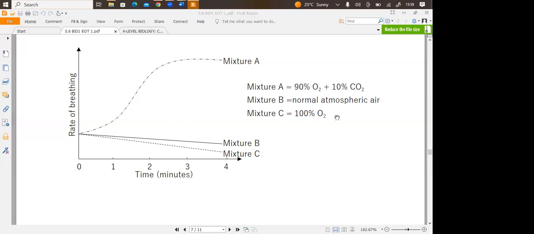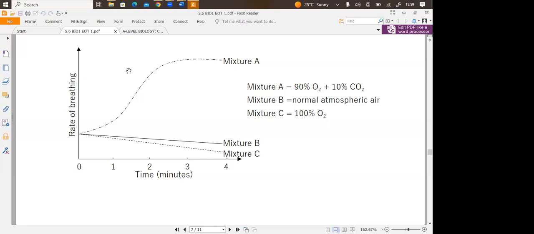Yes, Chilama? It increases the rate of breathing. That is wonderful. Samuel? Maria? Maria, come up again. An increase in carbon dioxide concentration leads to a decrease in the rate of breathing.